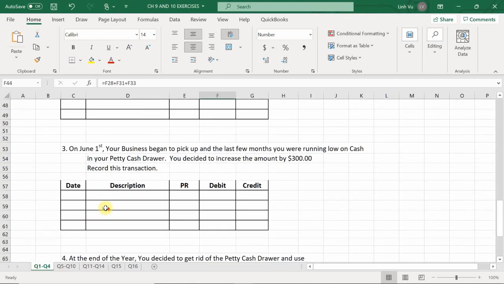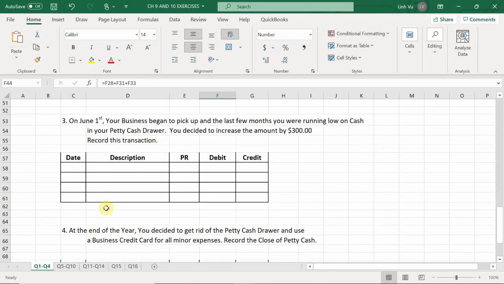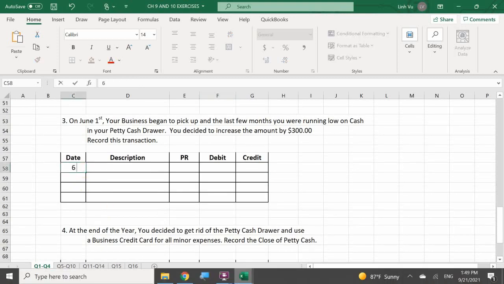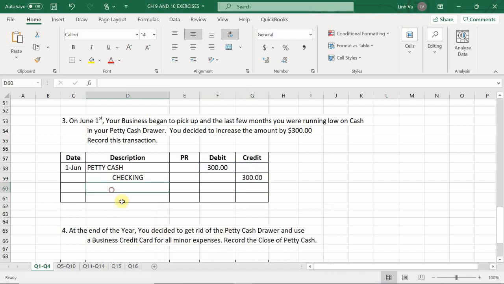So once again, if you remember from chapter 9, the way that we increase the account is by increasing the account. So you're going to increase your petty cash and you're going to, of course, write a check for $300. And I'm going to make a note here: increase petty cash.